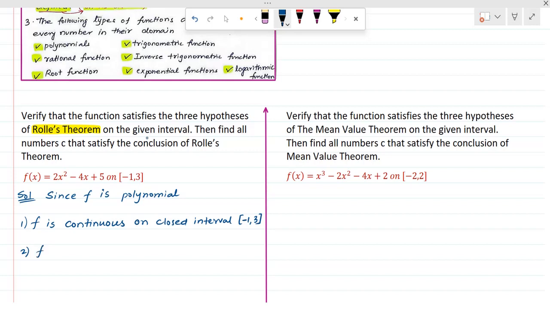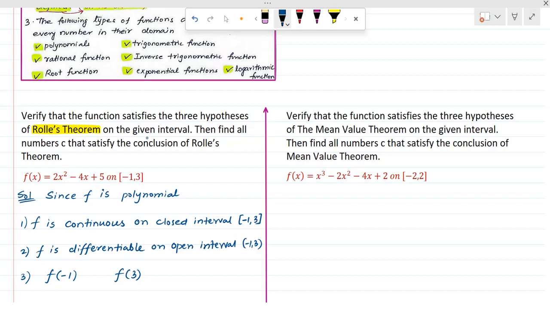And f is differentiable on the open interval (-1, 3). So for the third one, I have to check whether f(a) equals f(b). Let us start with this one. What is f(-1)? What is f(3)?